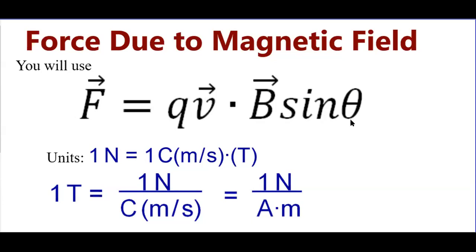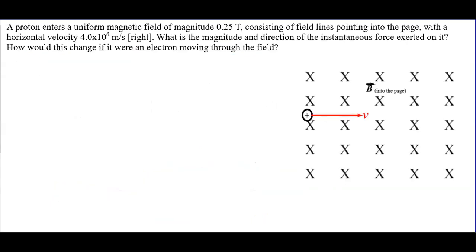The unit for the magnetic field, remember, is the Tesla, and a Tesla is equivalent to a Newton per coulomb meter per second. In another video, I'll explain current, and when that happens, you can change this unit to a Newton per amp meter, but that's still another video away. So we'll get into it.